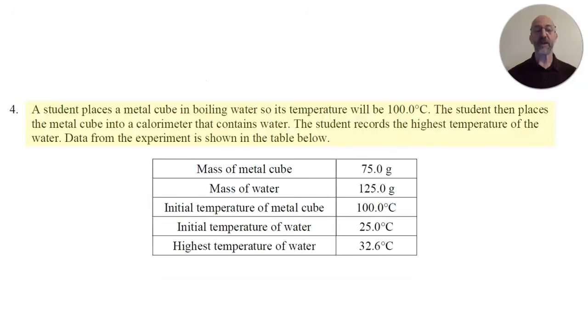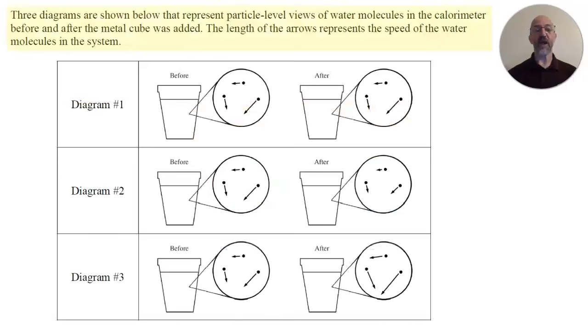All right, well now let's go back to question 4 in this packet. So we've got our information. Let's take a look at the particle diagrams with the arrows. And so the information with these 3 particle diagrams is the following. 3 diagrams are shown below that represent particle level views of water molecules in the calorimeter before and after the metal cube was added.